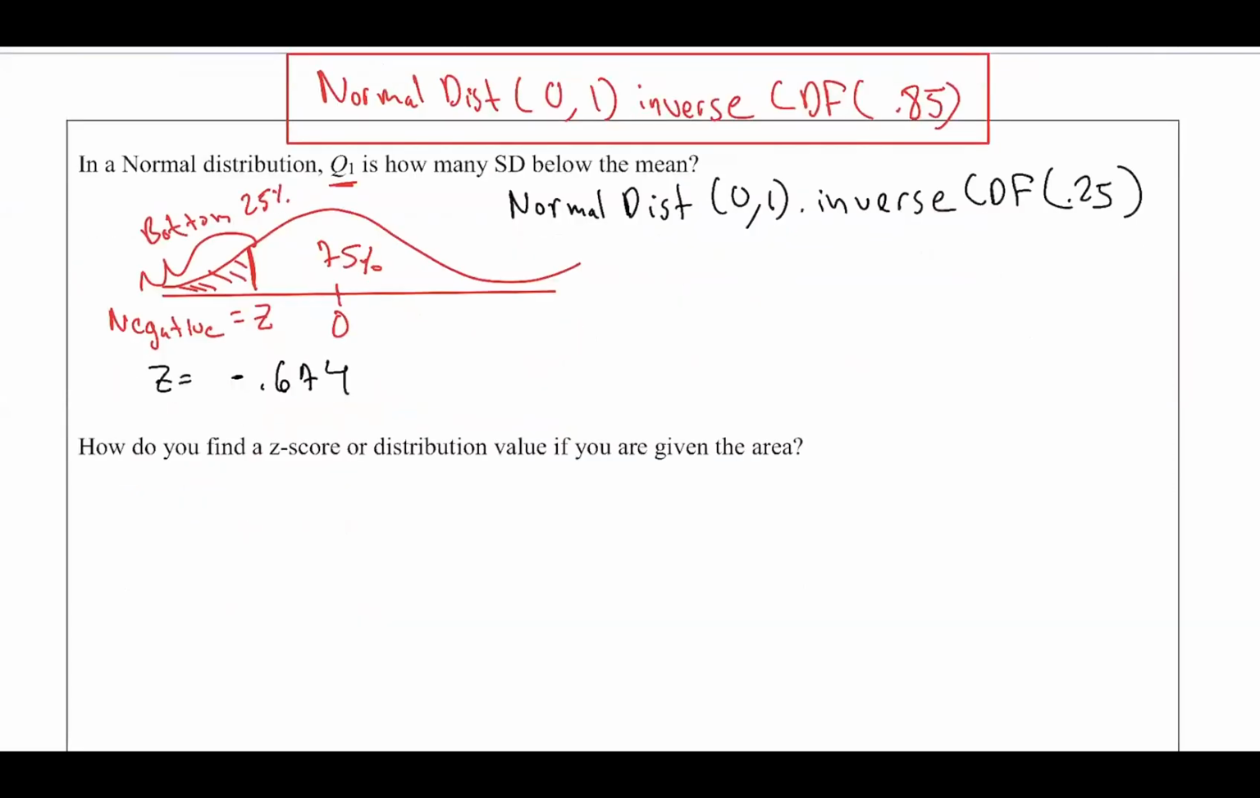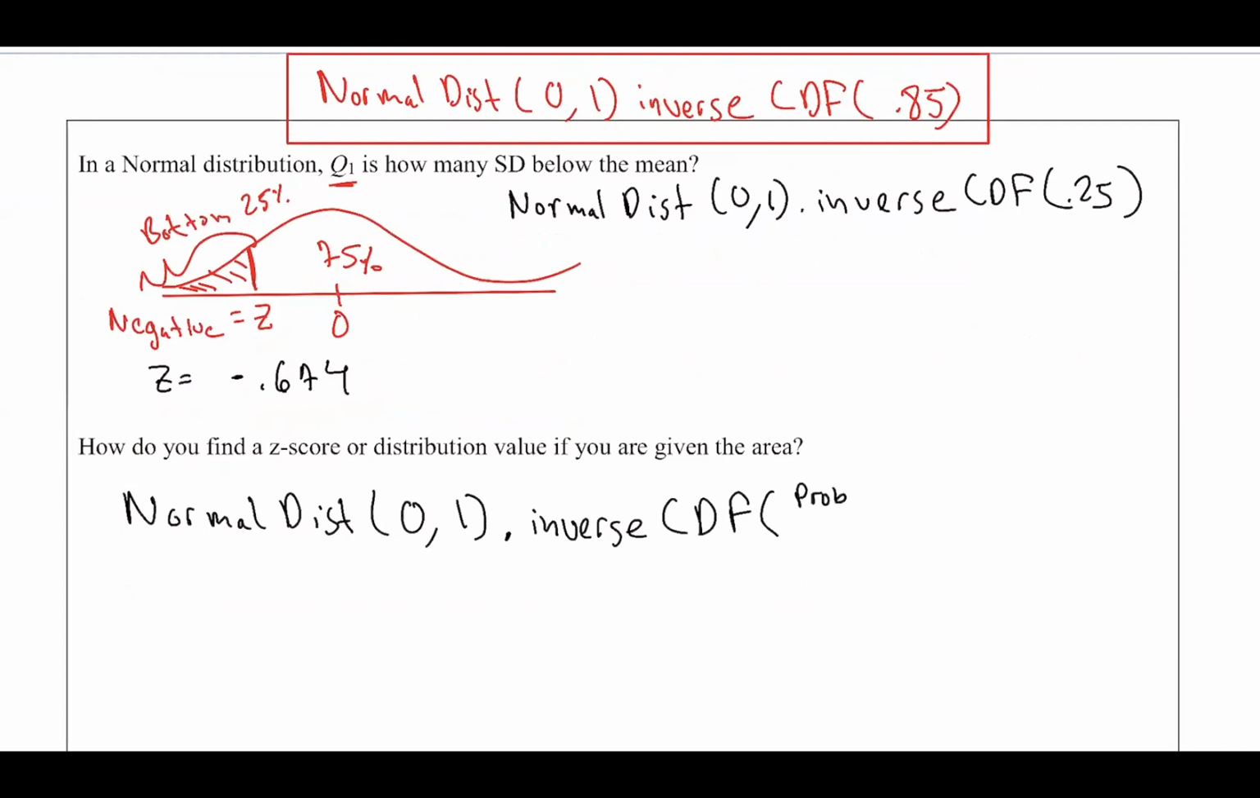All right, so for this one it says, how do you find a z-score or a distribution value if you are given the area? So remember, for this one, you first go and put in normal distribution. You put 0, comma 1, then do inverse CDF. And for the probability, you just always remember the probability to the left, the probability of the left side.